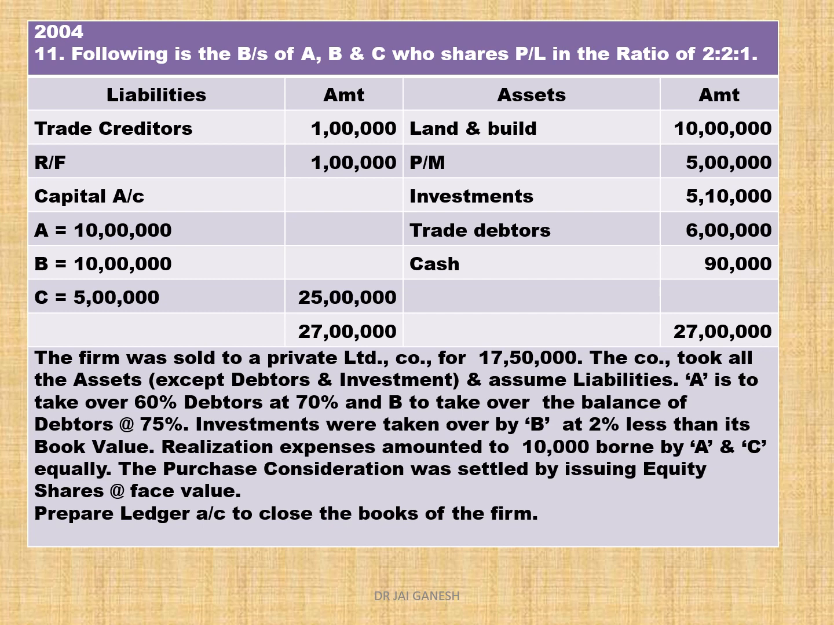A to take over 60% debtors at 70%, B to take over the balance of debtors at 75%.